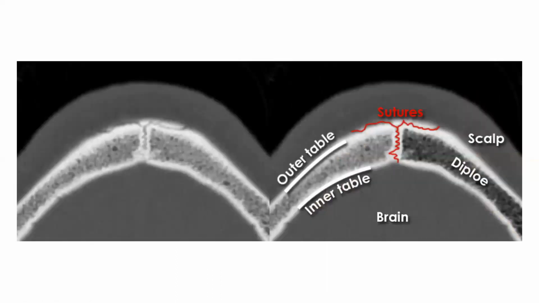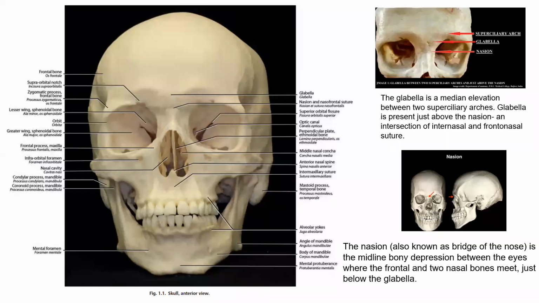This is again the diploe I want to show you. Between the outer and the inner table, you can see this is the diploe. And now we are coming to the skull. This is the anterior view.